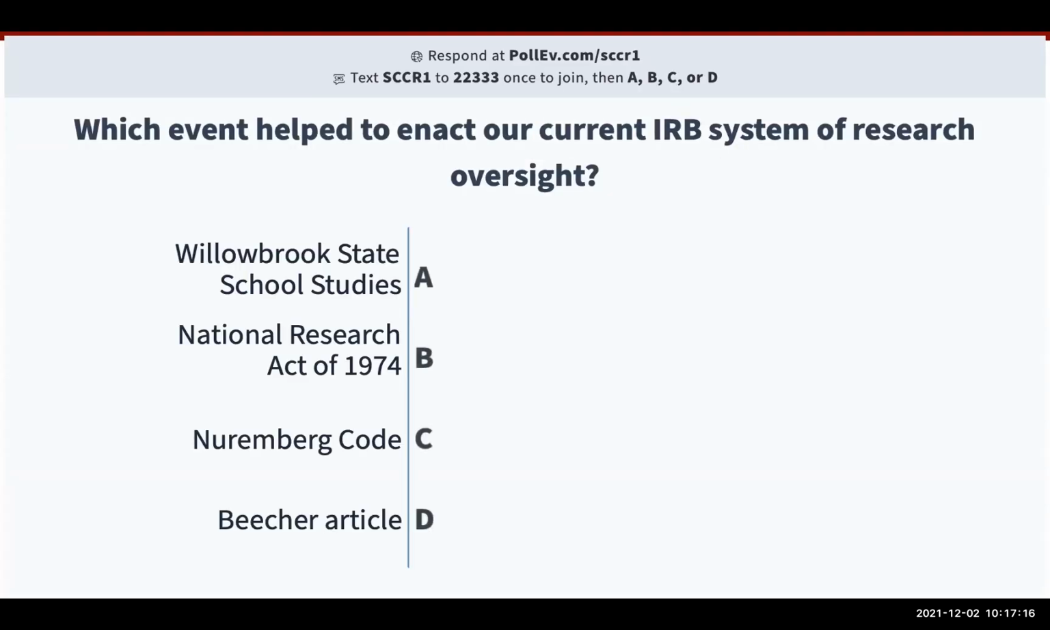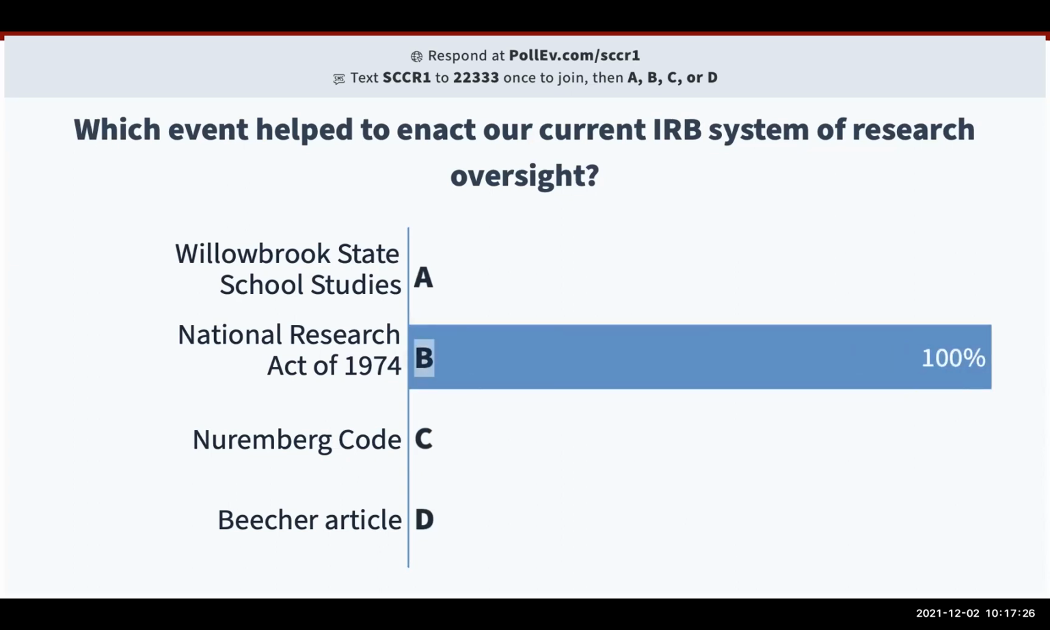Okay, which event helped to enact our current IRB system of research oversight? Willowbrook State School Studies, the National Research Act of 1974, the Nuremberg Code, or the Beecher article?